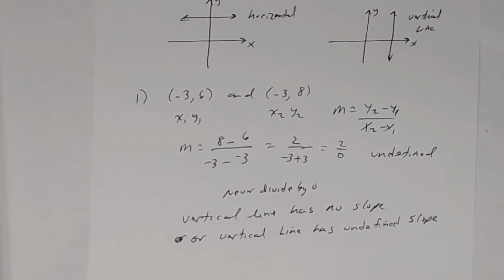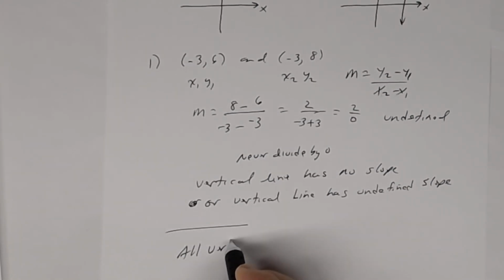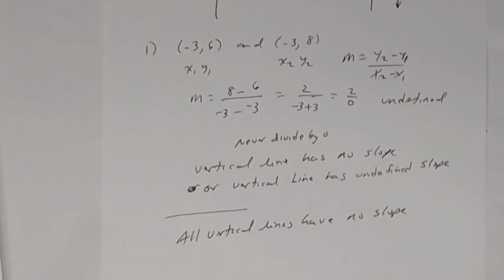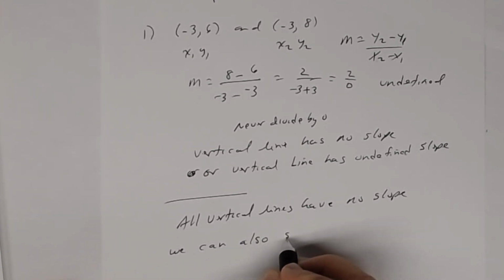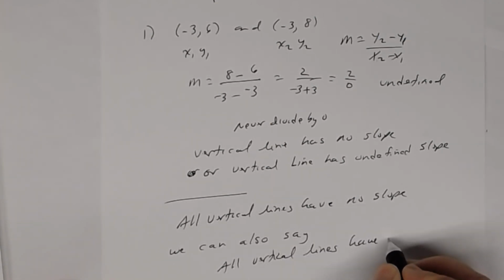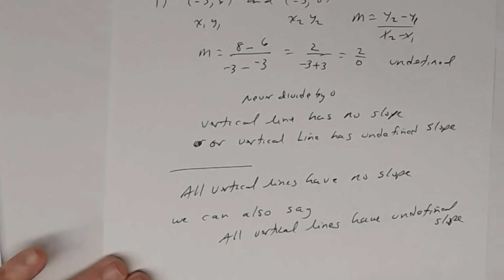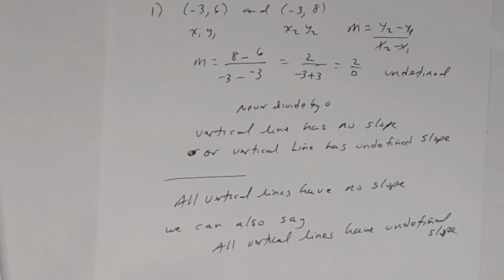And that's true for all vertical lines. So I want you to make a note of this. All vertical lines have no slope. We can also say all vertical lines have undefined slope. So whenever you have a vertical line, the slope is undefined. Whenever you have a vertical line, there is no slope.